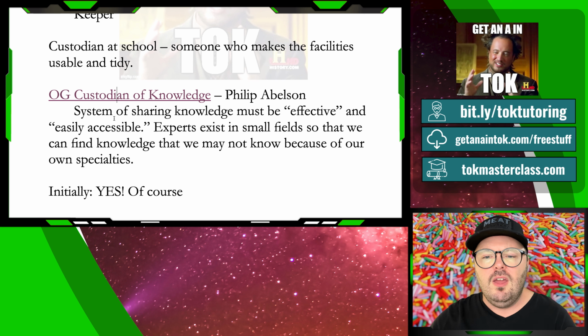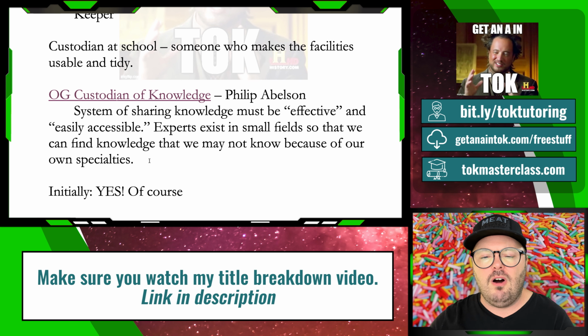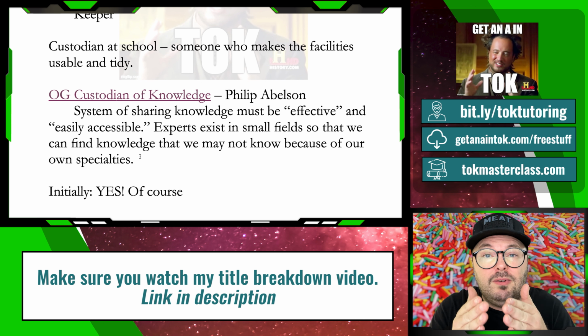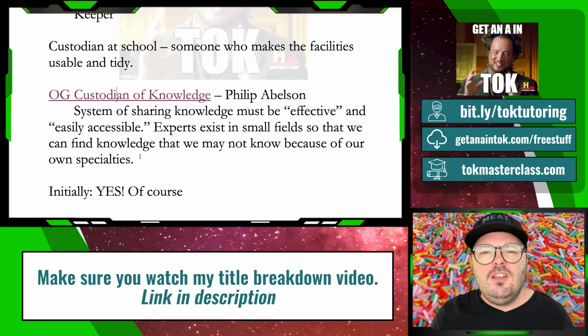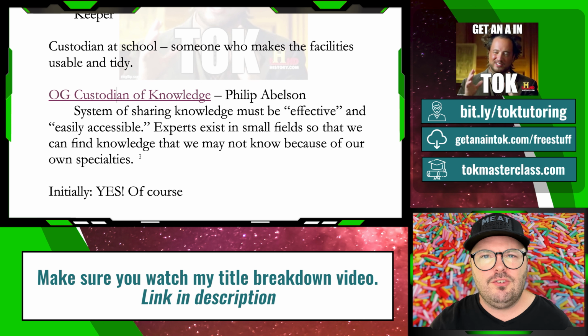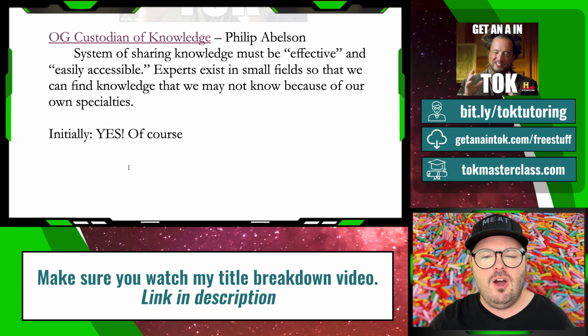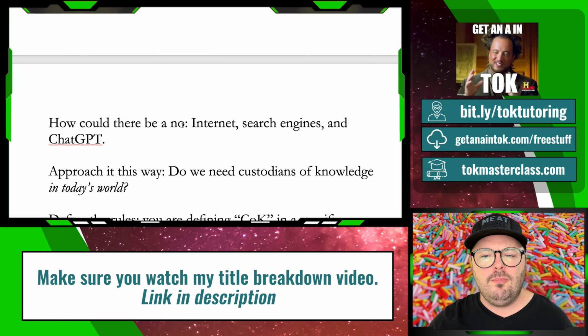Here's what he says: that they create a system of sharing knowledge, and it must be effective and easily accessible. Experts exist in small fields so that we can find knowledge that we may or may not know because of our own specialties. So there are some people out there who are so specific, they are guarding this knowledge so that when anybody needs it, it's shareable. And what's wrong with that? Initially, my answer is yes, we need custodians of knowledge. I think that's going to be the overwhelming answer, because I don't think you can say no. Except, how could there be a no?